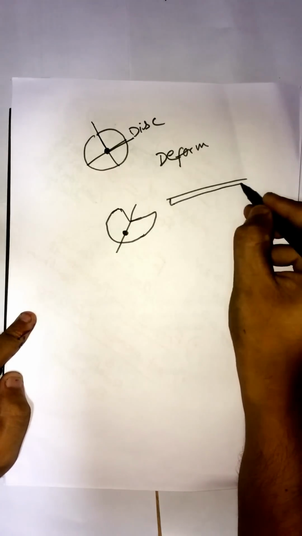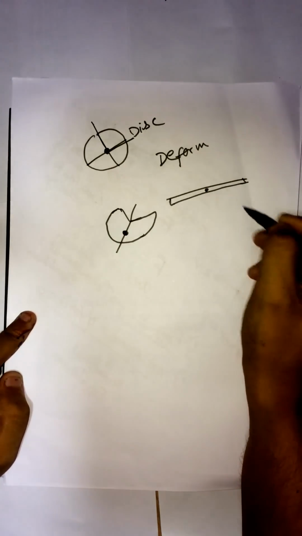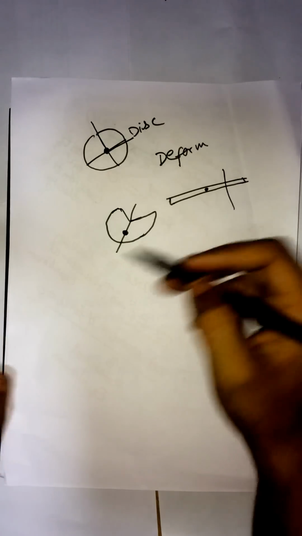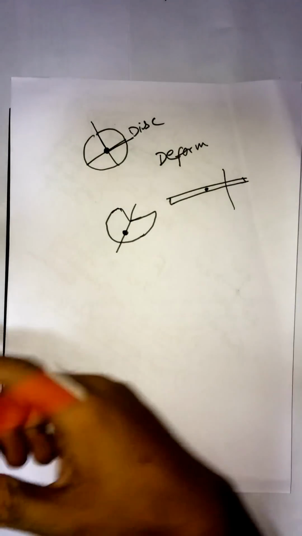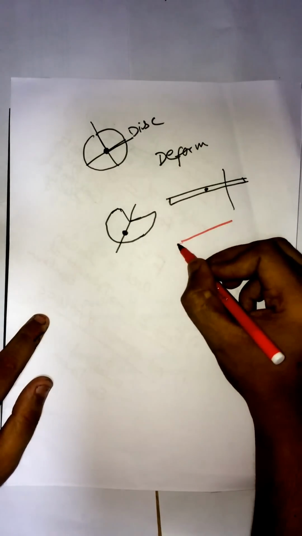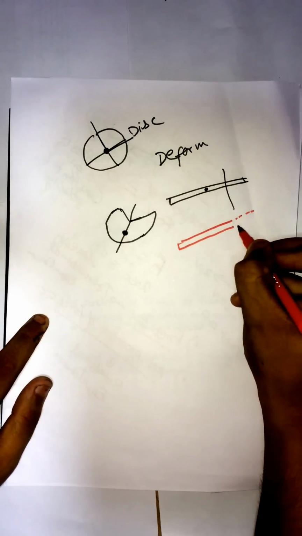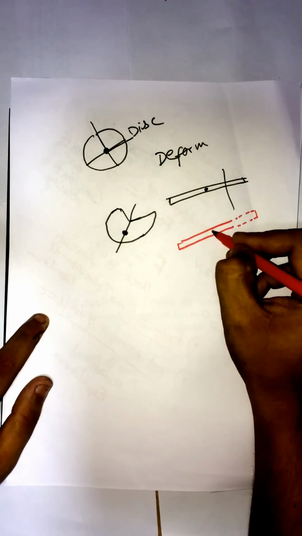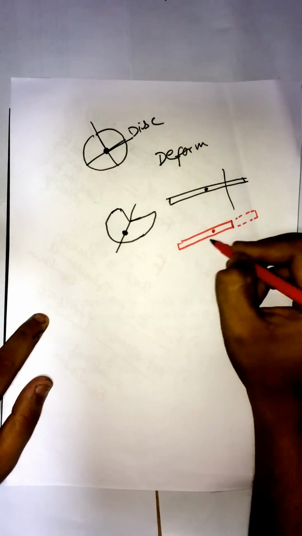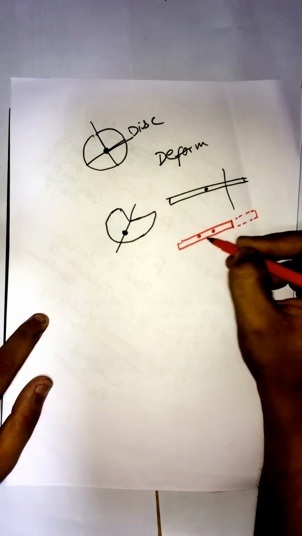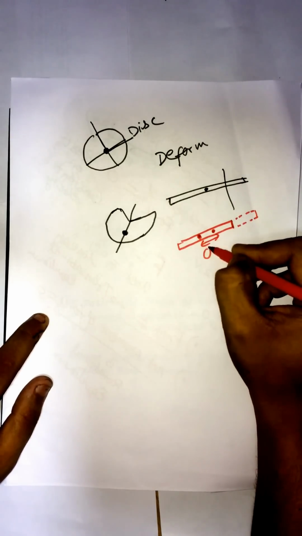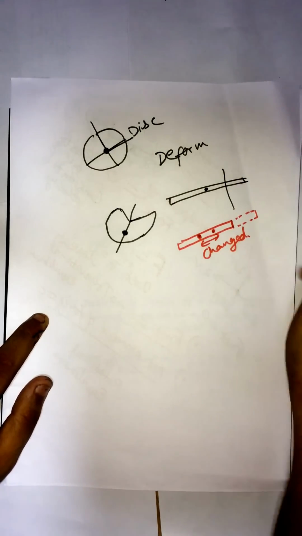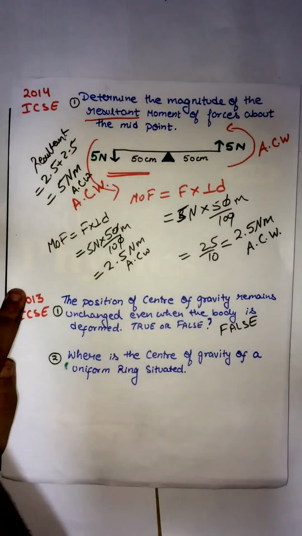Why? Suppose this is a rod. Where is the center of gravity? Over here. What will happen if I cut the rod from here? If I cut the rod from over there, the rod left will be this. Yes, this part is cut out. The earlier center of gravity was over here, but now this much rod is left. Where will be the new center of gravity? Over here. So the center of gravity has definitely changed on deforming a body.